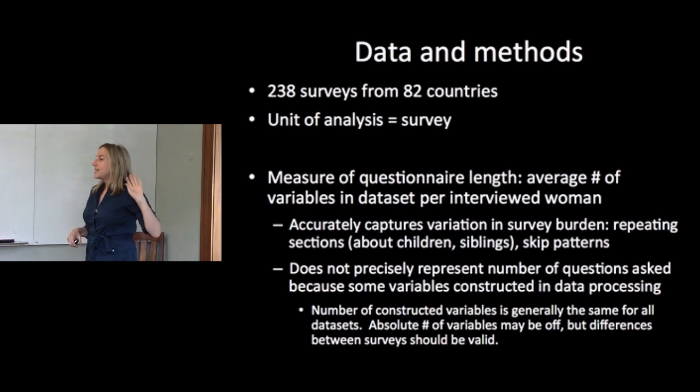What I do instead is I count the number of non-empty variables in the survey and divide that by the number of women who responded. So I get an average count of the number of variables per survey, which is a reasonable approximation. There are some caveats, and I'm happy to discuss them, but for purposes of speed, I'm going to move on.